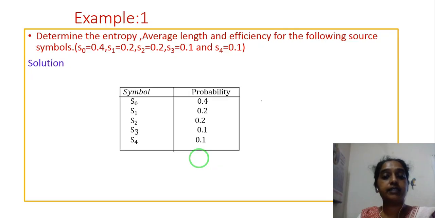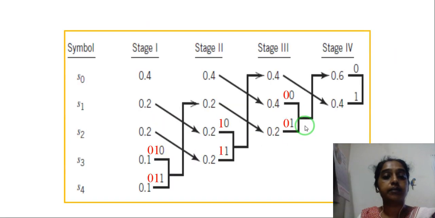Let us consider this example where the probabilities are given as S0 is 0.4, S1 is 0.2, S2 is 0.2, S3 is 0.1, S4 is 0.1. First, we are going to list the probabilities in decreasing order. For the last two code words, we are going to assign 0 and 1. When we add 0.1 and 0.1, it goes to 0.2. We are going to mention 0.2 here. For the last two code words, we again assign 0 and 1. When we add, we get 0.4. 0.4 is written at the top.